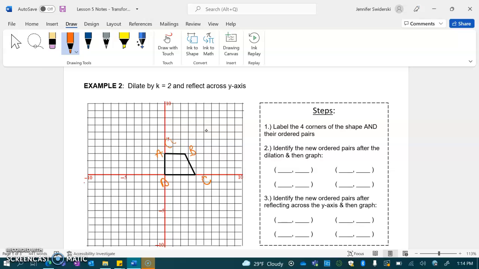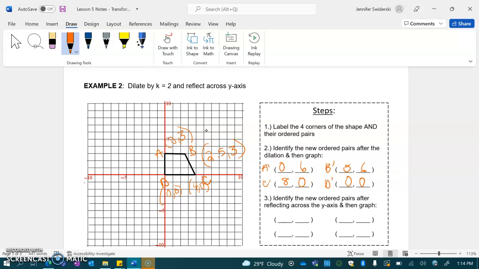Well, A is at 0, 3. B is at, it looks like, 2.5, 3. C will be at 4, 0. And D is at 0, 0. I need to multiply all these by 2. So for A prime, I'll get 0, 6. For B prime, I'll get 5, 6. For C prime, I'll get 8, 0. And for D prime, I will get 0, 0.